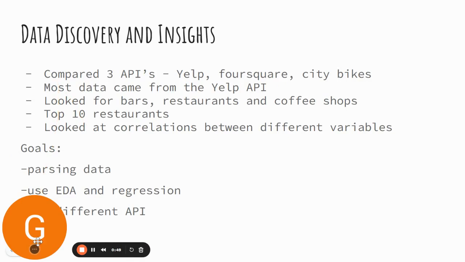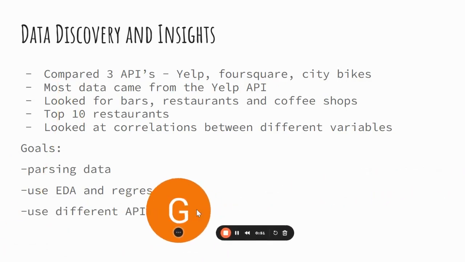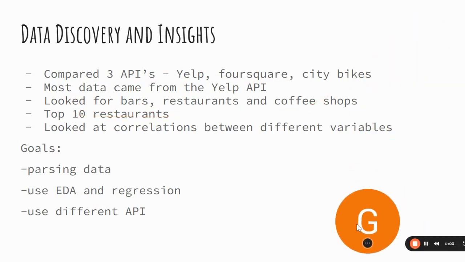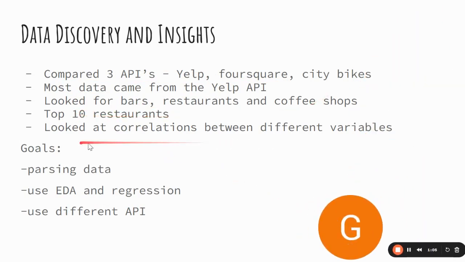So what were some of the data discoveries and insights? Basically, we looked at 3 APIs, Yelp, Foursquare, and City Bikes. Most data came from the Yelp API. Looked for bars, restaurants, and coffee shops in the top 10 restaurants. Looked at the different correlations between different variables, and the goals were to parse the data and also use EDA and regression and different APIs.